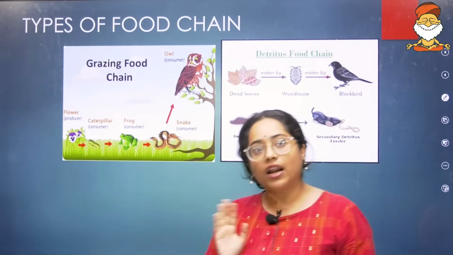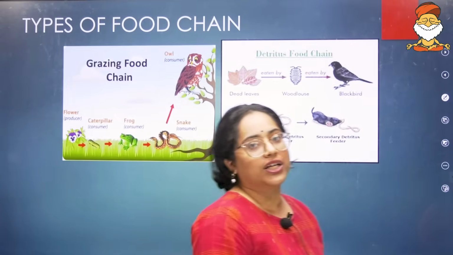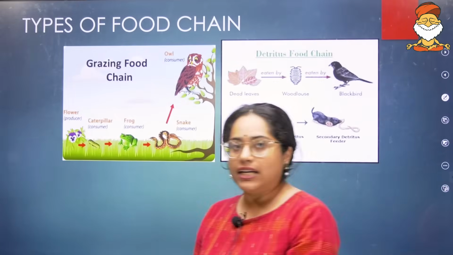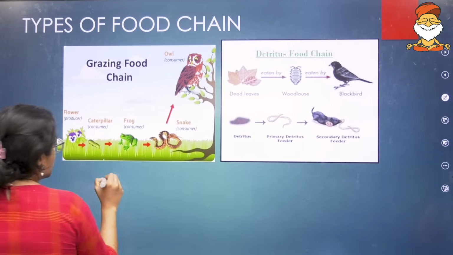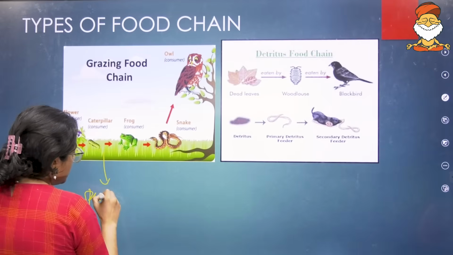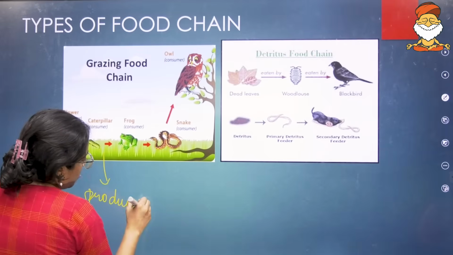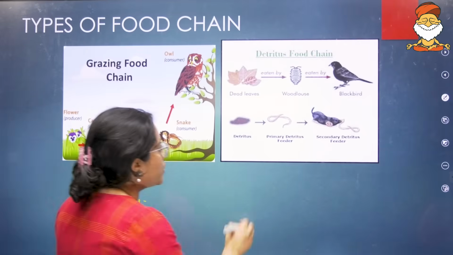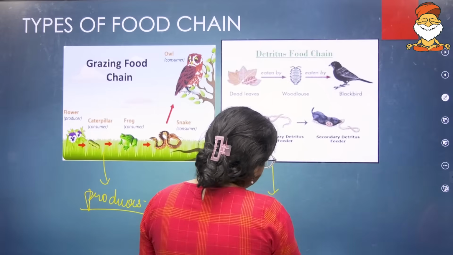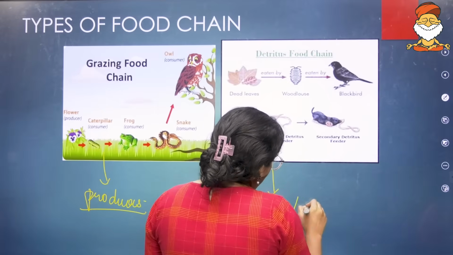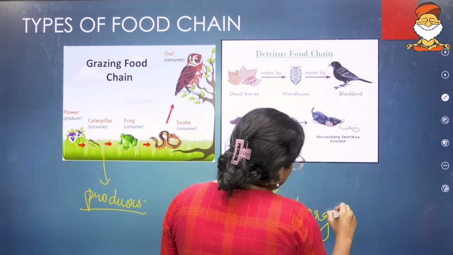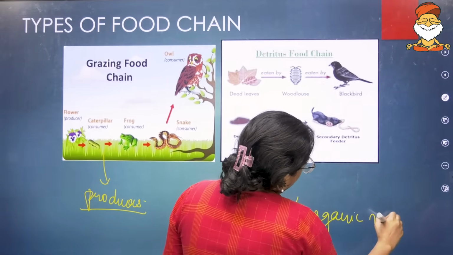Okay. Now, the different types of food chain are the grazing food chain and the detritus food chain. Grazing food chain starts with producers, and detritus food chain starts with dead organic matter.